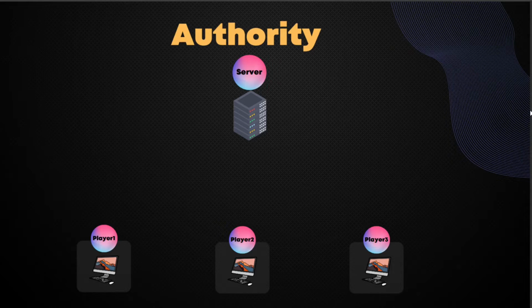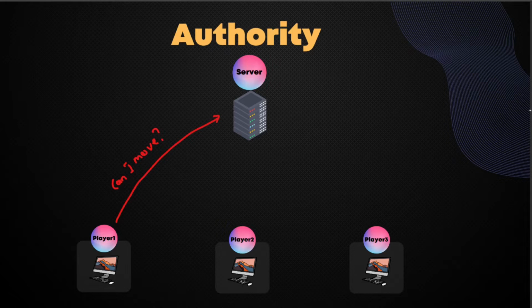So in this method, we're saying that the server has authority. That means that this is the game running on the server is the source of truth, and everyone needs to check whenever they want to do an action, check with the server if that action is valid or not. So let's say if player one wants to move from A to B, it calls the server and it says, can I move from A to B?